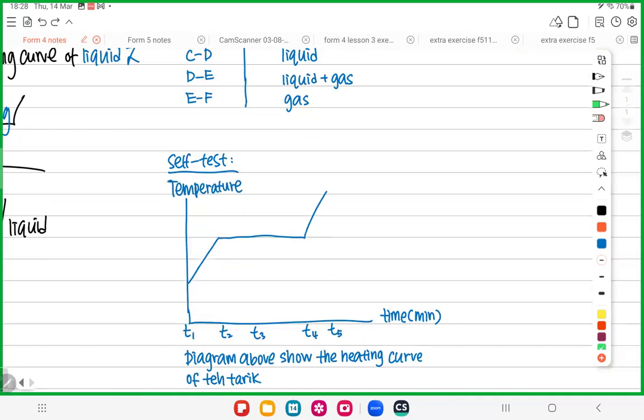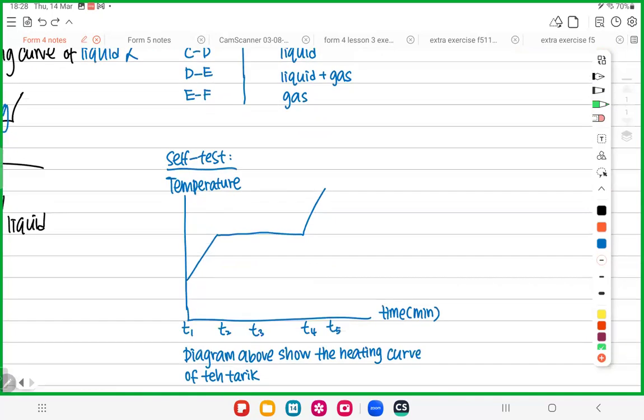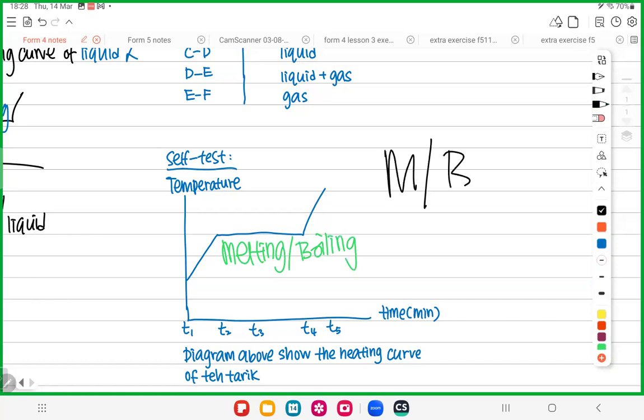Okay, guys, let's try this. Diagram above shows the heating curve of teh tarik. So guys, how many staircases do we see here? One staircase. And I told you, one staircase can be melting, one staircase can be boiling. Can anyone tell me in the chat box, do you think this process is melting or boiling? Type M or B. Let me know.